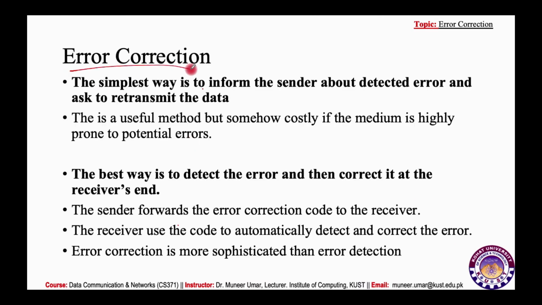Error correction. The simplest way for error correction is to inform the sender about the status of transmitted packets, about the detected error, and ask to retransmit the data. So if the error is detected in the received packet, then the sender can be informed about the detected error and can be requested to retransmit that data.